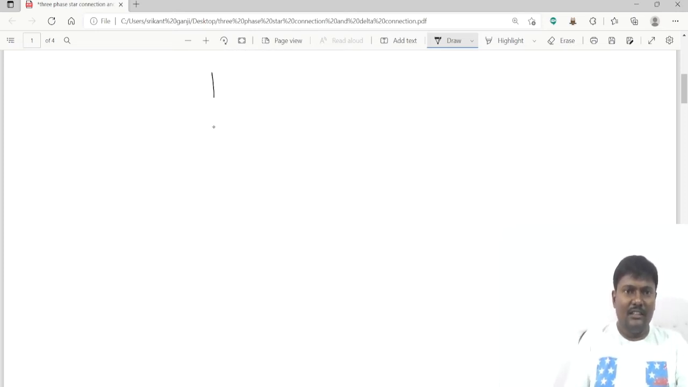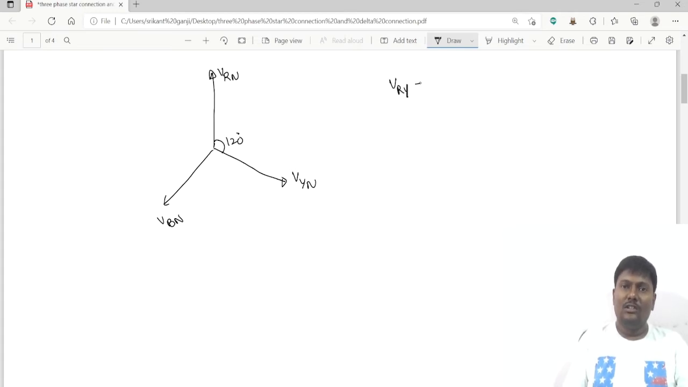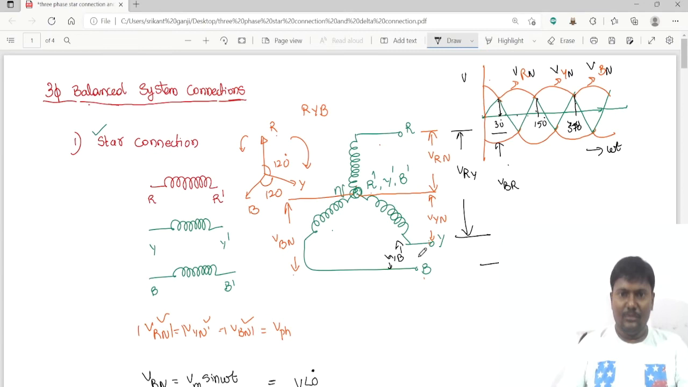So as I am representing in the phasor diagram, I am taking the reference as VRN. The angle between the VRN and VYN is 120 degrees. VYN and VBN is also 120 degrees. This is 120 degrees. VRY is equal to the voltage between the two lines, VRN, and this voltage is VNY. So I am taking in the reverse manner. This is VYN. The voltage between the Y and N is VYN. The voltage between N and Y is VNY.